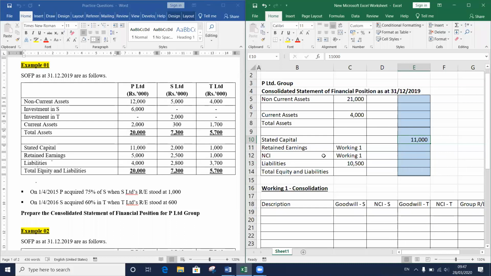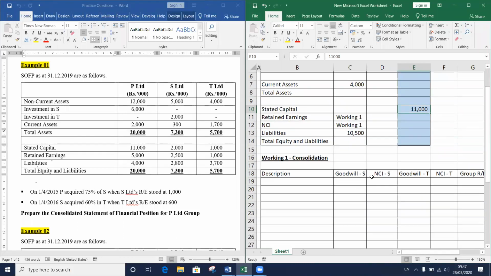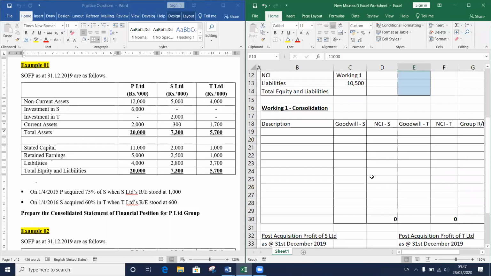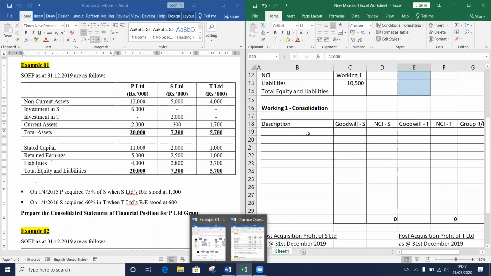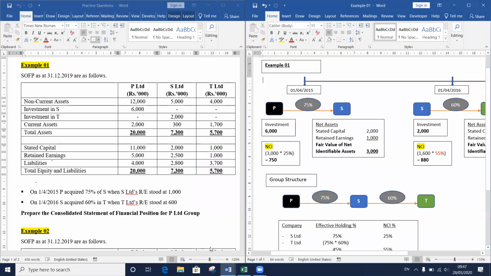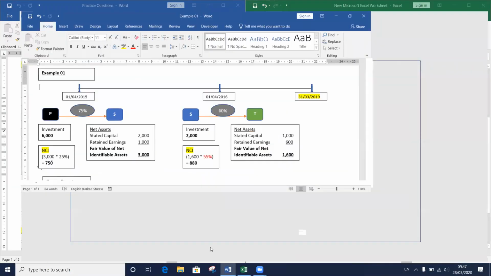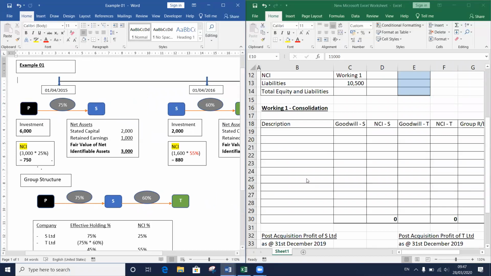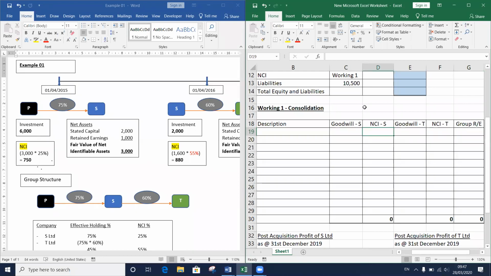Right. Okay, now we can move to the working, right? Can anyone remember how to calculate the goodwill value? Here, see how I have drafted this working.